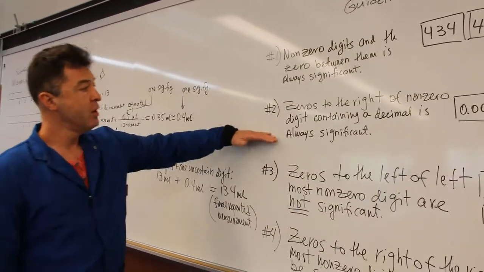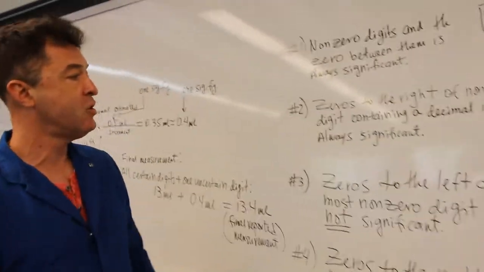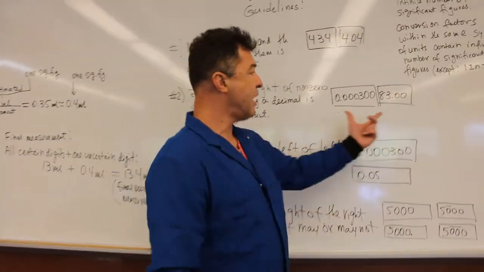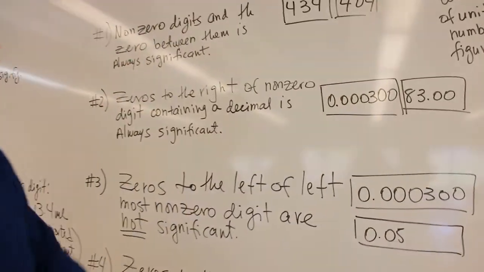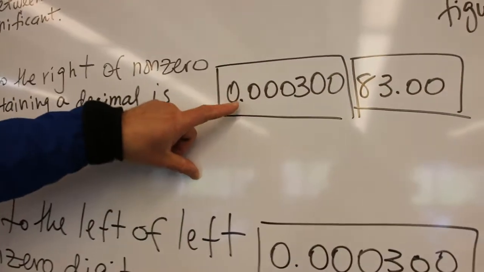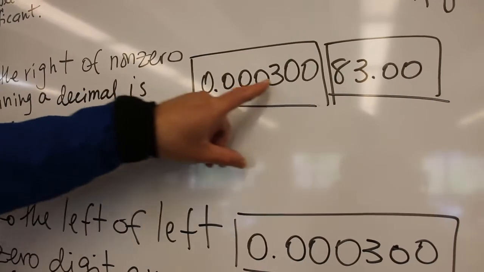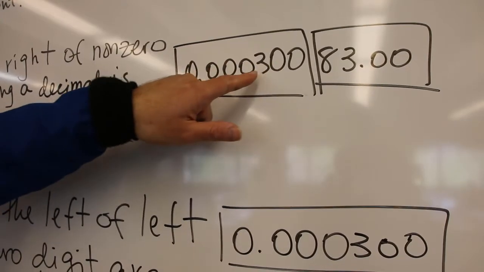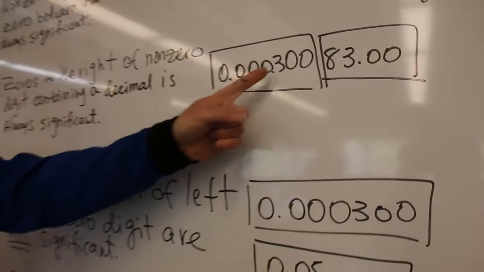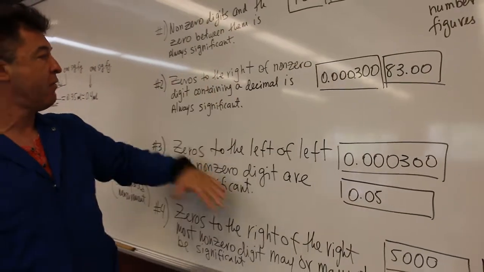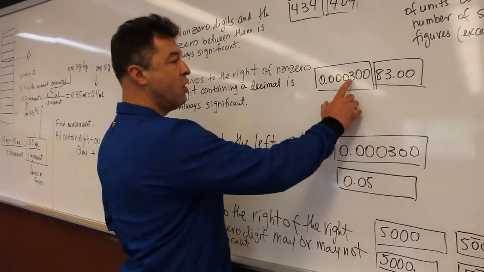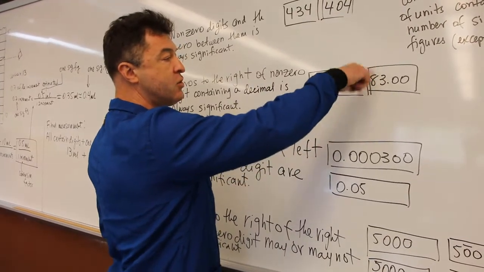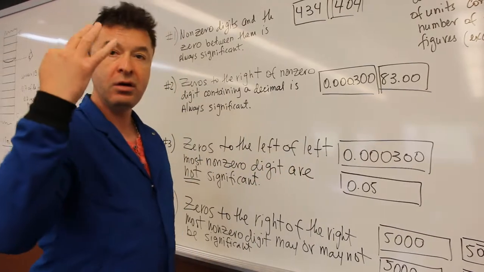Now, rule number 2: zeros to the right of the non-zero digit containing a decimal are always significant. Here I give you a couple of different scenarios. Scenario number 1, you have a decimal point, and you have zeros that follow a non-zero digit. Just remember, the zeros that follow the 3 here are always significant. The other zeros, don't worry about them, they're not significant; that will be covered in the next rule. So you just count 1, 2, 3, and you count these 2 zeros as significant. The total number of significant digits here will be 3.